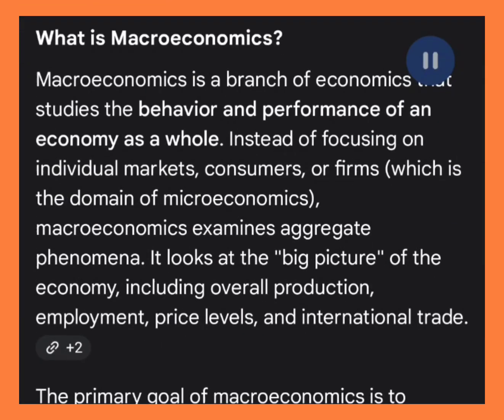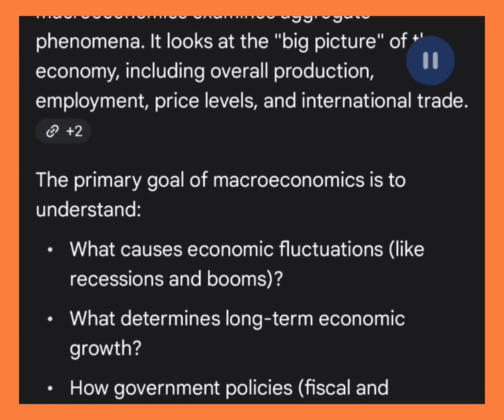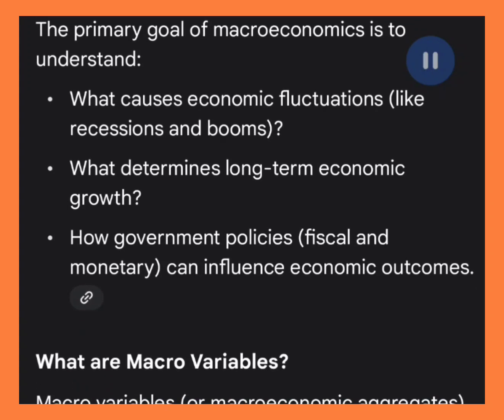What is macroeconomics? Macroeconomics is a branch of economics that studies the behavior and performance of an economy as a whole. Instead of focusing on individual markets, consumers, or firms, which is the domain of microeconomics, macroeconomics examines aggregate phenomena. It looks at the big picture of the economy, including overall production, employment, price levels, and international trade. The primary goal of macroeconomics is to understand what causes economic fluctuations, like recessions and booms, what determines long-term economic growth, and how government policies, fiscal and monetary, can influence economic outcomes.